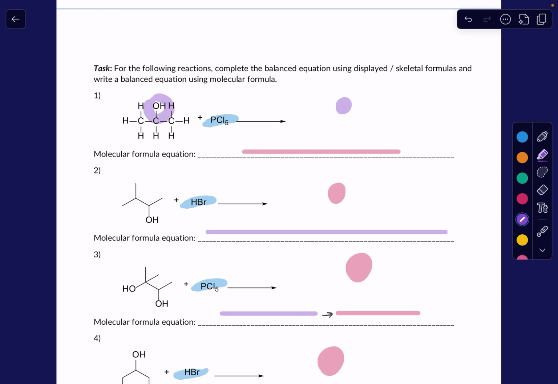One, is it an alcohol, so it has an OH? Two, what is that OH reacting with? Is it PCl5 or HBr? Because the results are going to be different. So let me show you what the first one looks like.